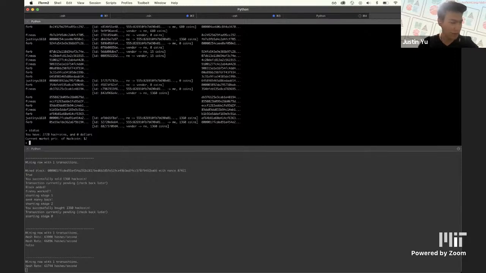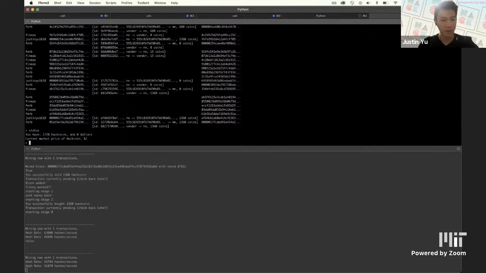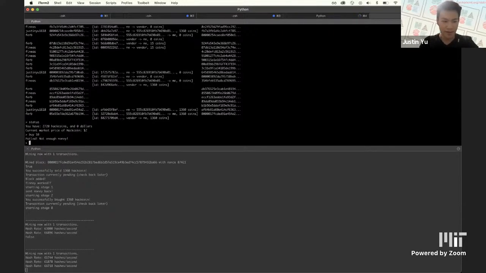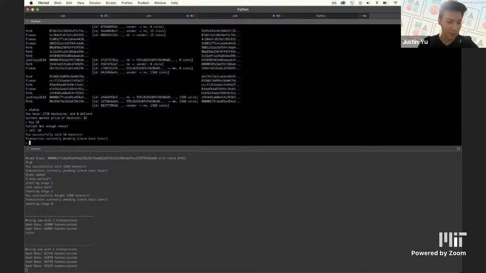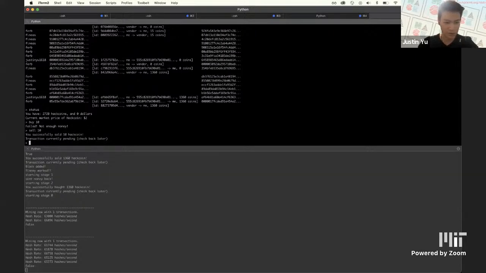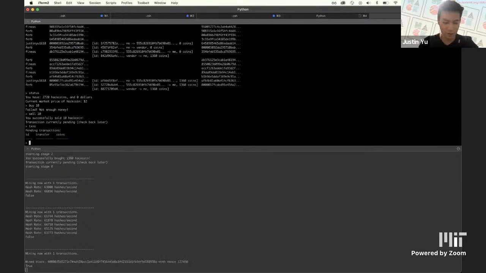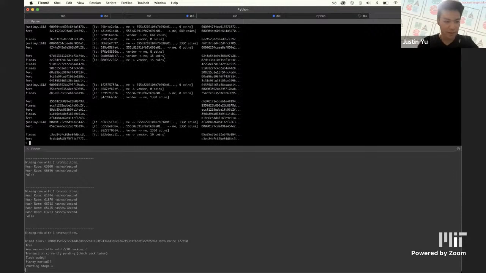So you can see how many HackCoin you have, how many dollars you have on the blockchain, the current market price of HackCoin, and then you can buy and sell. If you have money, you can buy. If you have HackCoin, you can sell your HackCoin, and each HackCoin goes for $2. And then you can view current transactions.